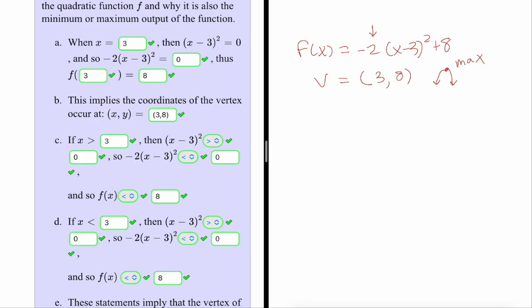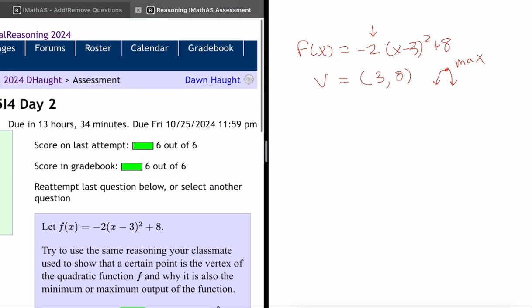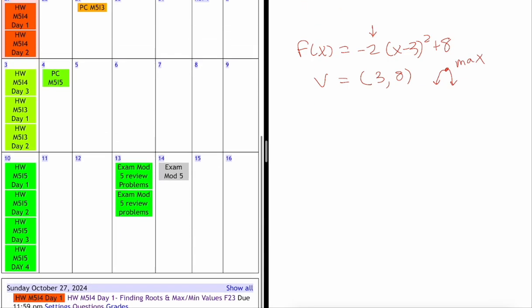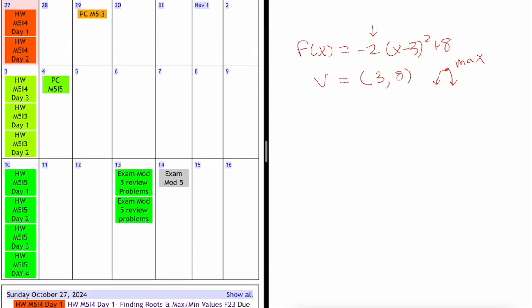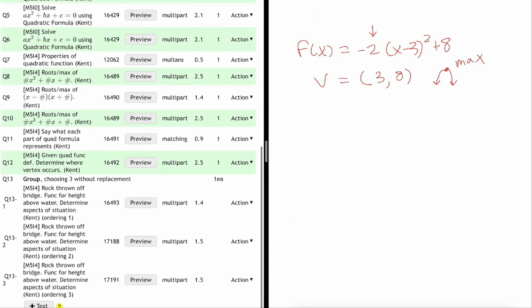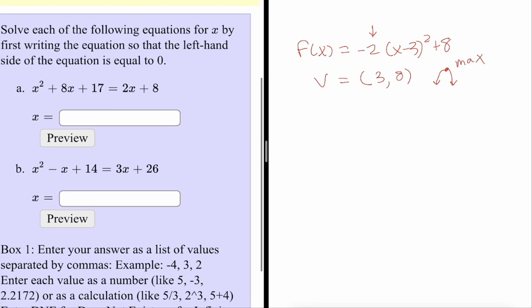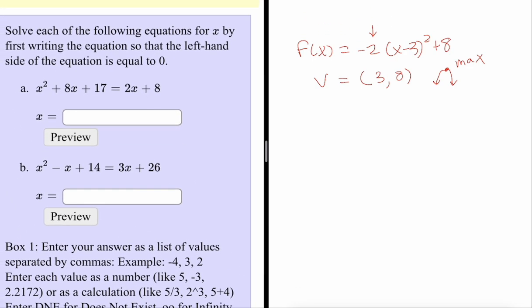Okay, now, we don't have a lot of time, but let's just look at the first few questions on the homework. So if you could open up 5-4 homework day 1. That's due on Sunday. 5-4 homework day 1. Okay, so question 1 says to solve each of the equations.